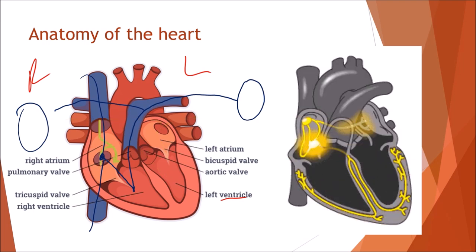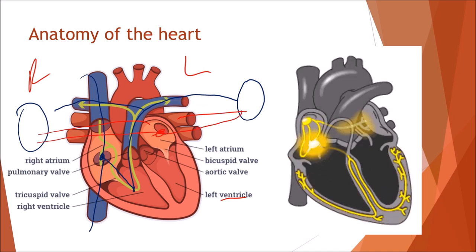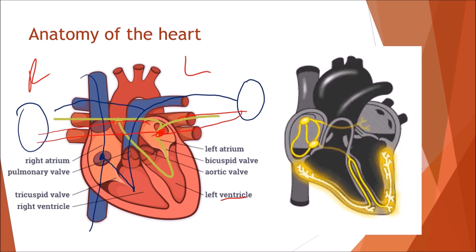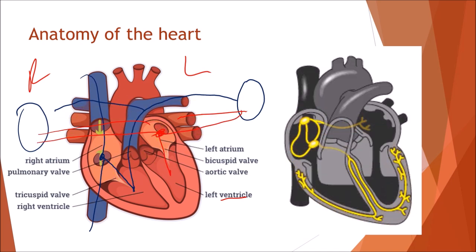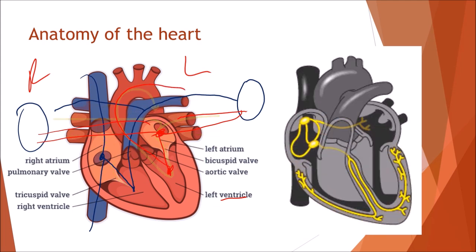Once it has received oxygen, it's going to go back to the heart through the pulmonary veins into the left atrium. From the left atrium, it's going to go down into the left ventricle, and then from the left ventricle, it's going to go out through the aorta into the body.